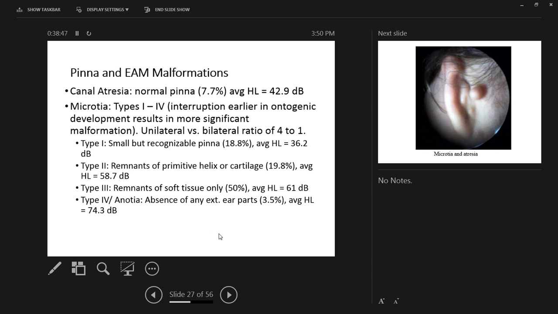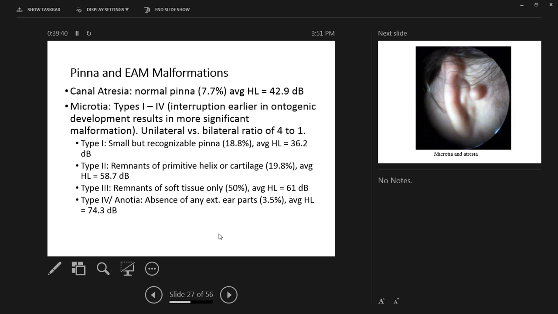So here's what happens with ear canal malformations. A canal atresia with a normal pinna happens in close to 8% of all ears that have canal atresia. Average hearing loss is a conductive 42.9 decibels. Then you have your microtias, and these are split up into type 1, type 2, type 3, and type 4. A type 1 is where there's an interruption later on in the embryologic development. A type 4 is where that interruption happened earlier. So the earlier the interruption, the more severe the microtia. It happens only on one side 4 times as often as it happens on both sides.